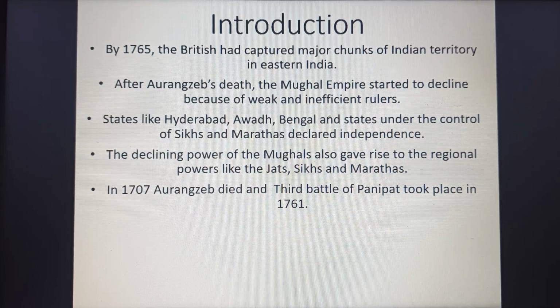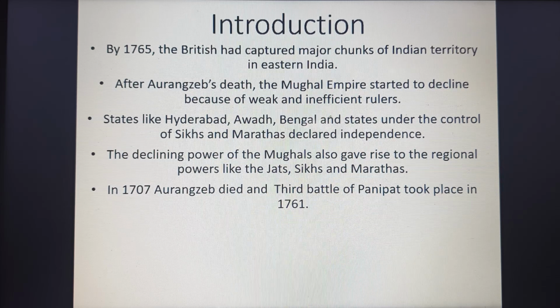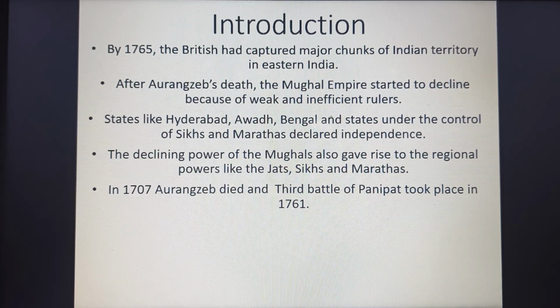Next, you will see in your NCERT book on page numbers 138, 139, you have a map. In that we see state formations in the 18th century, how the different states were formed. And again, you will see British territories in the mid 18th century. So the major cause for all this decline and all these independent or separate kingdoms was the British and their policies, which we will later learn in grade 7th.